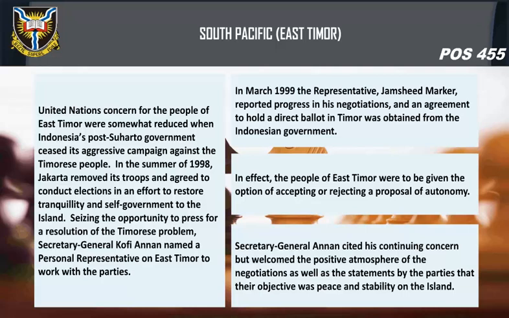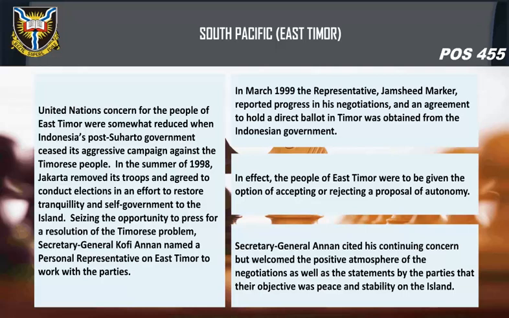United Nations concern for the people of East Timor was somewhat reduced when Indonesia's post-Suharto government ceased its aggressive campaign against the Timorese people. In the summer of 1998, Jakarta moved its troops and agreed to conduct elections in an effort to restore tranquility and self-government to the island. Seizing the opportunity to press for a resolution of the Timorese problem, Secretary General Kofi Annan named a personal representative on East Timor to work with the parties.